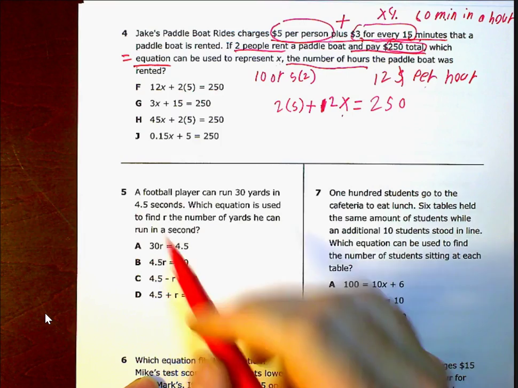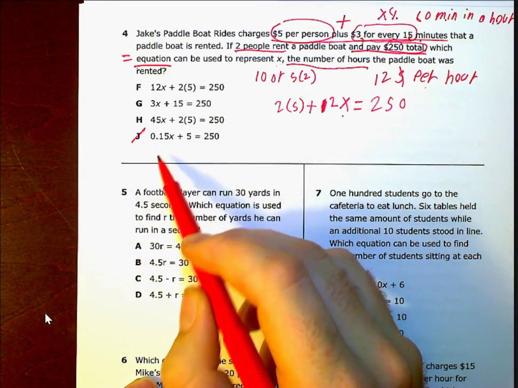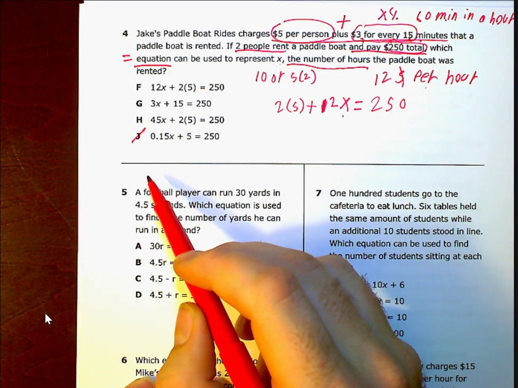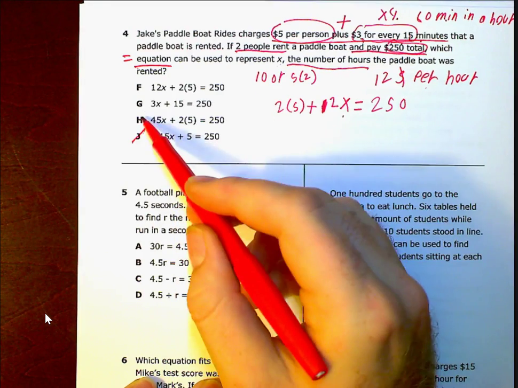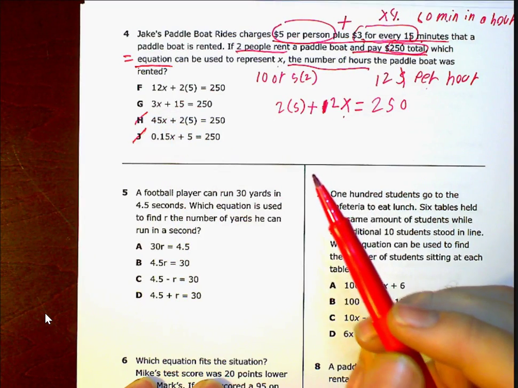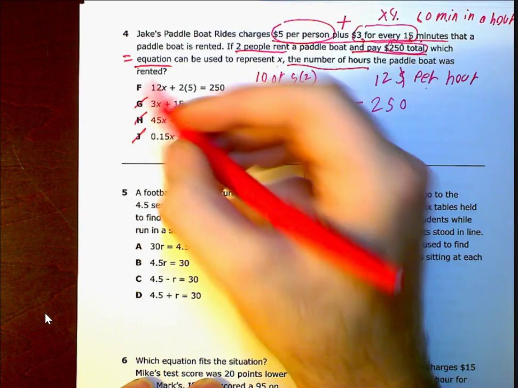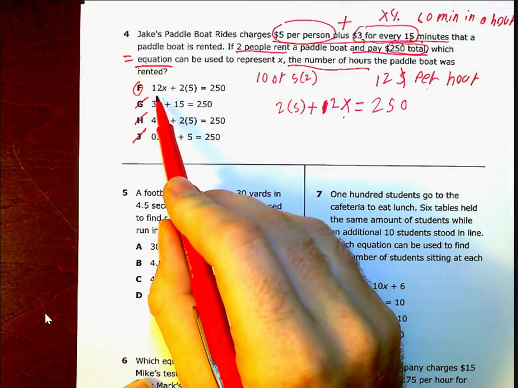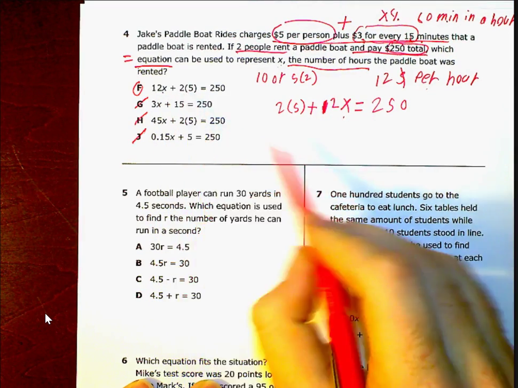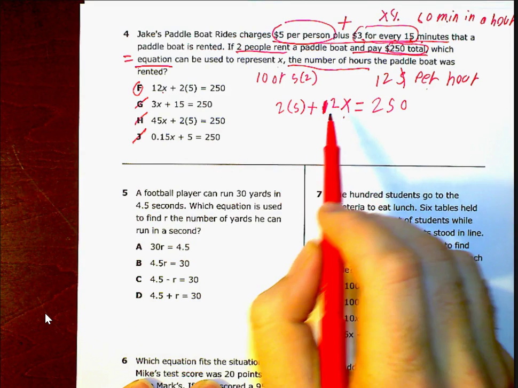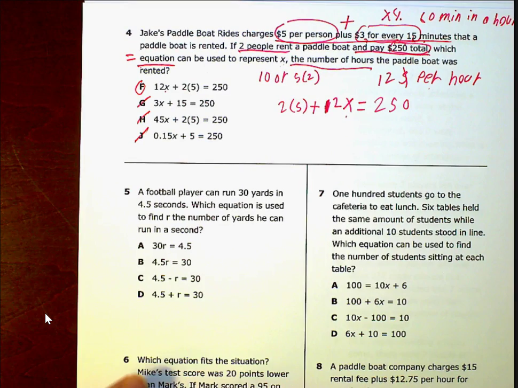Well, let's go through our answers over here. We know it can't be J, because 0.15 does not come in anywhere. 45x plus, that doesn't look right. 3x plus 15, that doesn't look close to our equation. The only one that looks close to our equation is F, and all they did was flip our mx and our b over here. All they are is flipped. It equals the exact same thing though. So that was number 4.